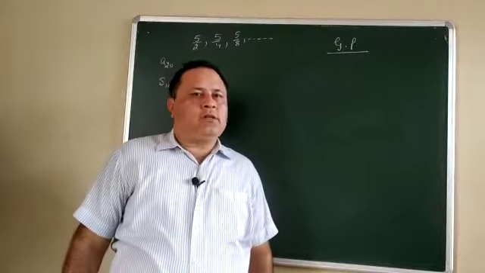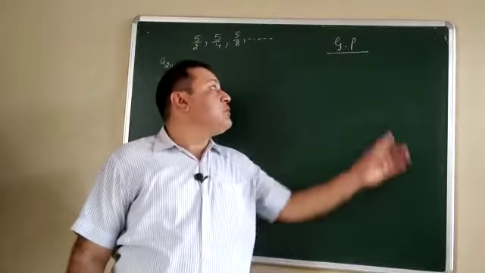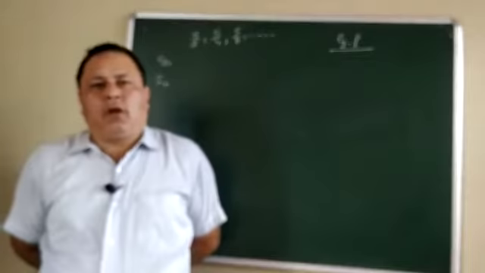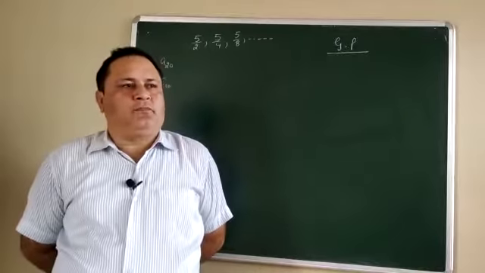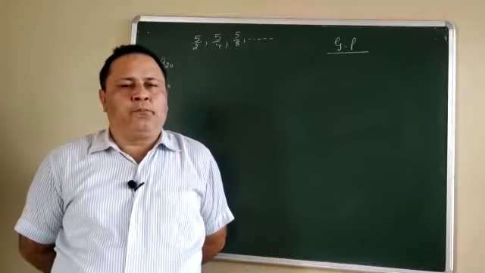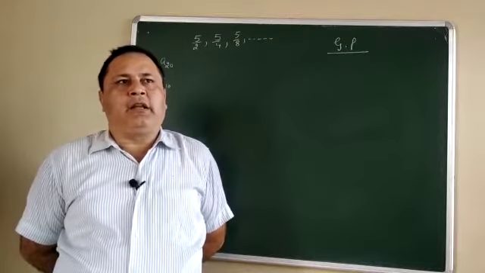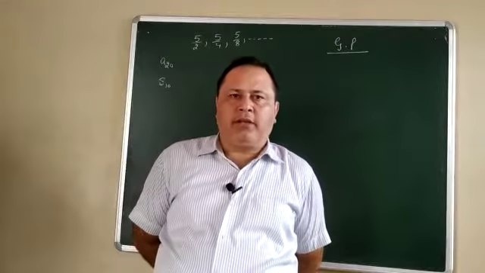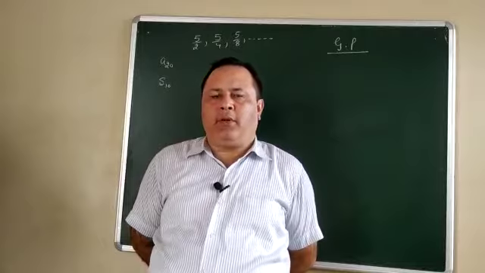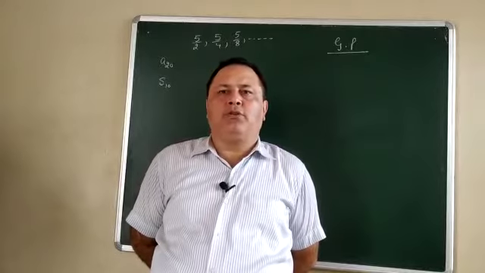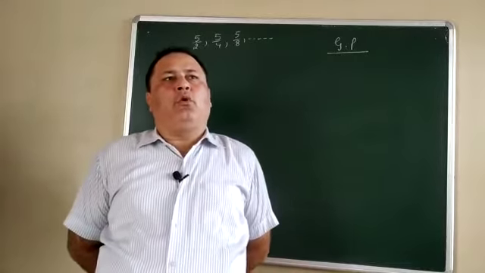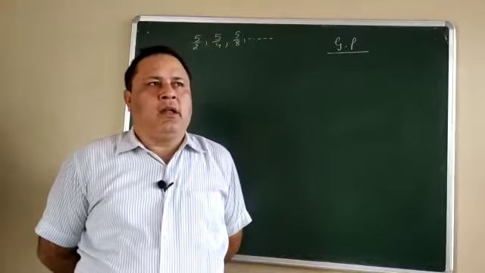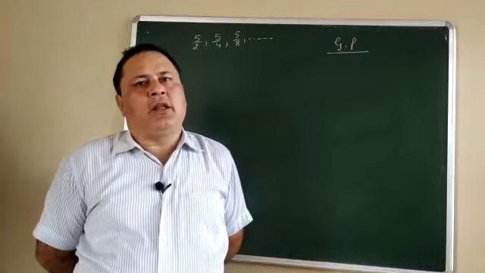Now we discuss a new concept, that is geometrical progression. As you know very well, we discussed the concept of arithmetic progression. In case of arithmetic progression, the terms are increased by the common difference. Means the first term is a1 equals a, the second term is a plus d, the third term is a plus 2d. Whenever you want to obtain a new term, you add the common difference to that term and you will get a new term. This is called the AP.